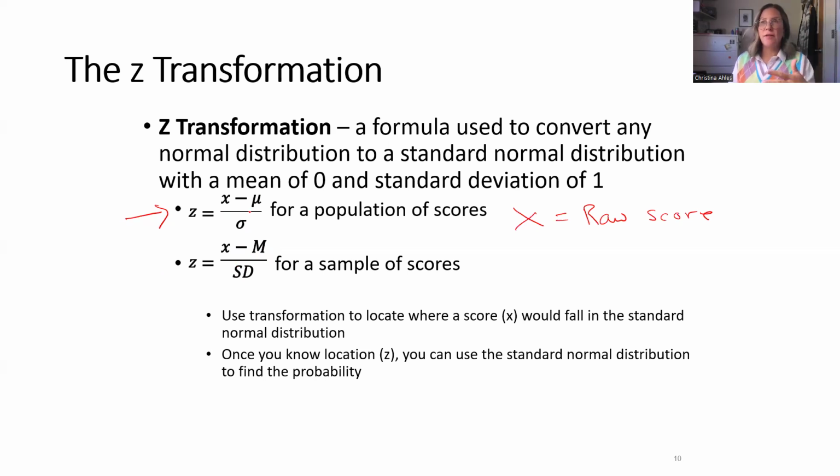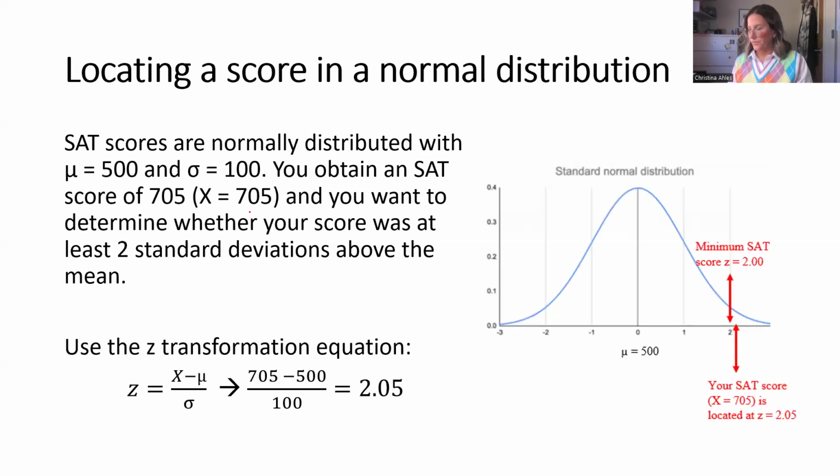So once you know the location of the z-score, you can actually use what is called the standard normal distribution, or the unit normal distribution, to find the probability. And that's where the tables come in handy. So let's take a look at how this would look at the most basic level without the tables. Let's say I have SAT scores. They are normally distributed with a population mean of 500 and a population standard deviation of 100.